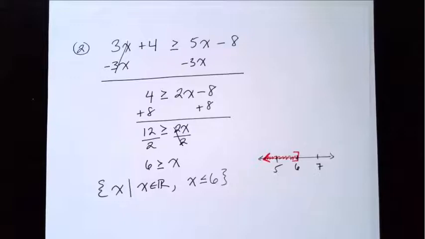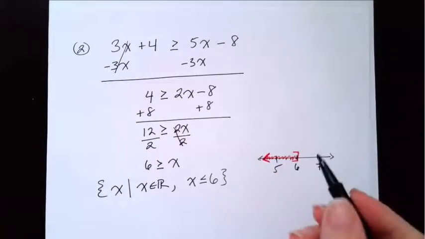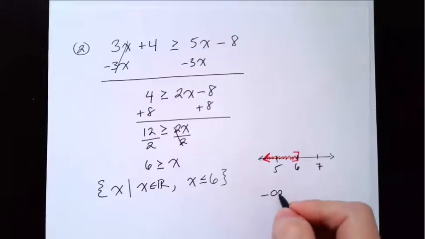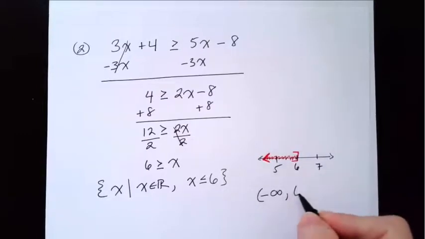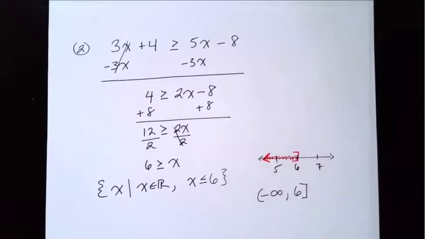Now I could use the graph to get the interval. The interval always takes the smallest value, or the value furthest to the left in the shaded region, which would be negative infinity. With negative or positive infinity, we always use parentheses, comma, the largest value is 6, that's included, so we put a bracket around it.